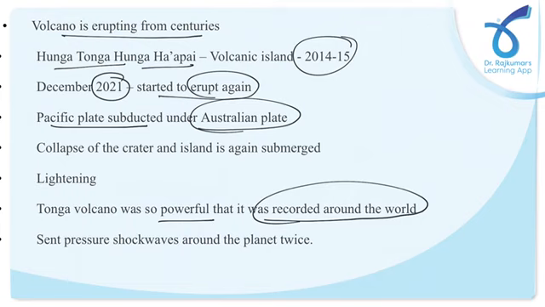Now it also sent pressure shock waves around the planet twice. The volcanic eruption was so violent that the shock waves generated by the eruption traveled around the planet, traveled around the earth twice. So from this we can understand the intensity of the volcanic eruption.